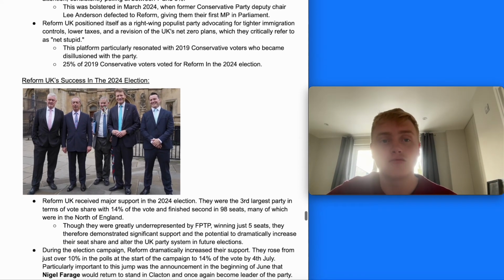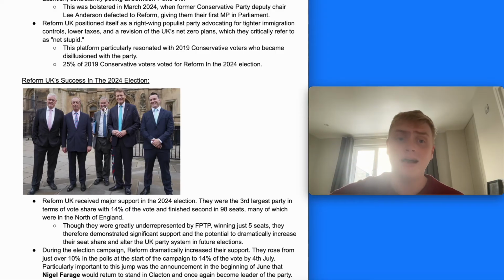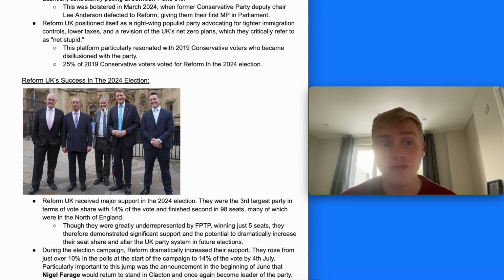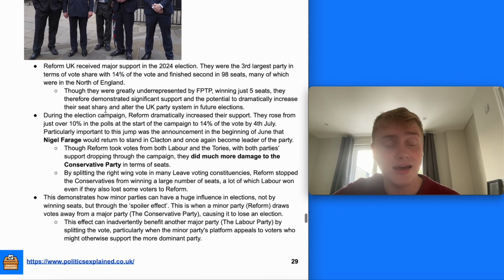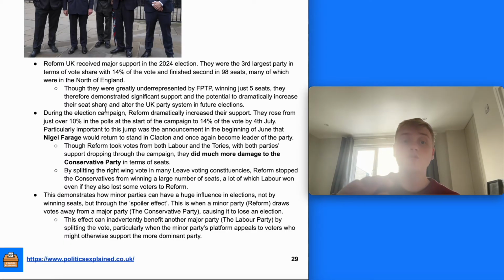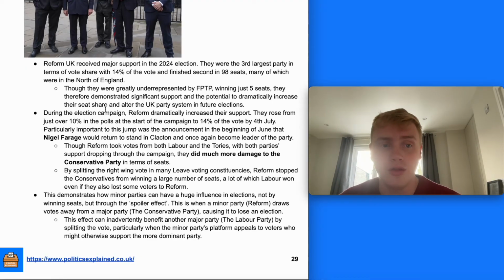Reform positioned itself as a right-wing populist party advocating for tighter immigration controls, lower taxes, and a revision of the UK's net zero plans, which they critically refer to as net stupid rather than net zero. And this platform particularly resonated with 2019 Tory voters who became disillusioned with the party. In fact, 25% of 2019 Tory voters voted Reform in the 2024 election, with Reform picking up just over 14% of the vote. So they were the third largest party, picking up 5 MPs, but also finished second in 98 seats, many of which were in the north of England.